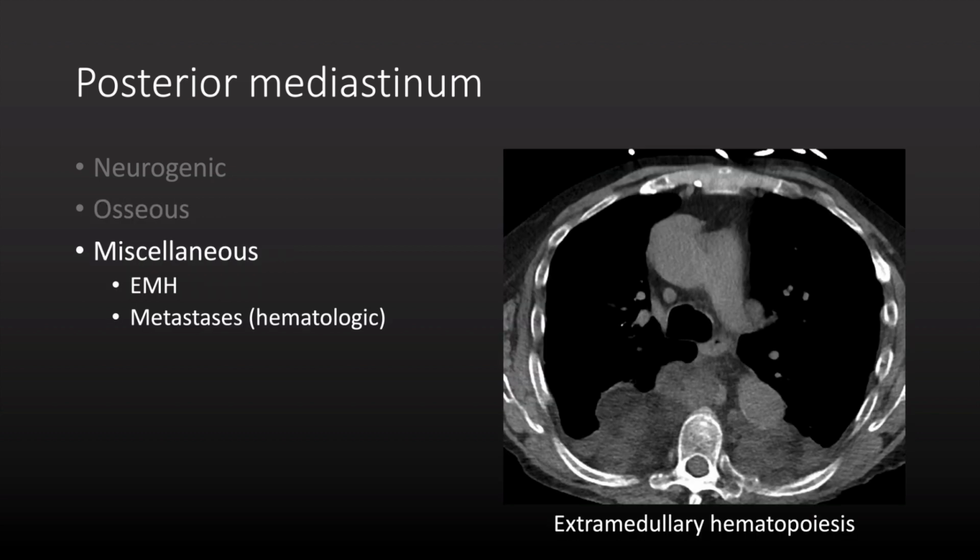Now, two other entities. Everyone loves showing examples of extramedullary hematopoiesis. Here's an example. This occurs in patients with an underlying hematologic abnormality, most commonly sickle cell and/or thalassemia. You may see pure soft tissue lesions, or like in this case, lesions that are comprised of both fat and soft tissue components. They're typically bilateral, although they may be asymmetric. And usually the clinical history and the bilaterality can help you make the diagnosis.